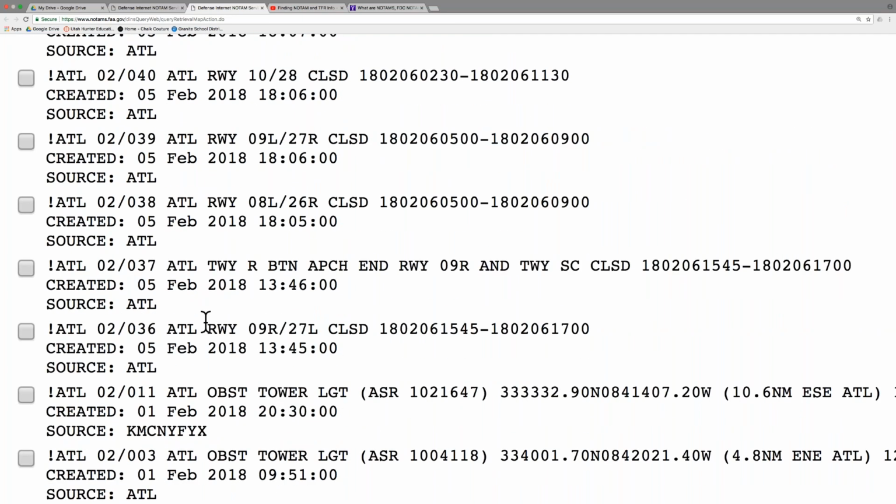I think it is. What does BTN stand for? Between. Oh, yeah, okay, between. And then SC. Sierra Charlie. So that's the taxiway. Yeah, Sierra Charlie's the taxiway.